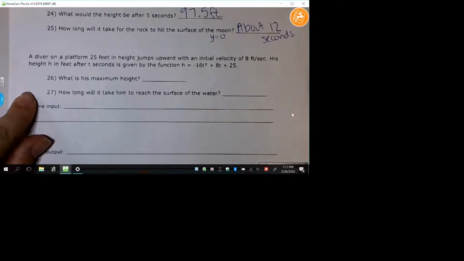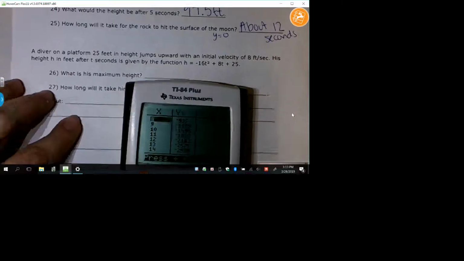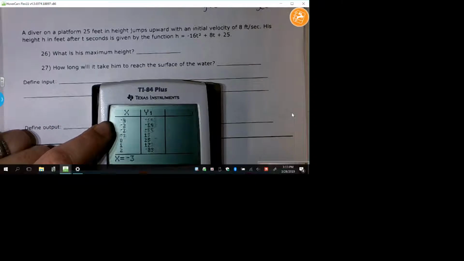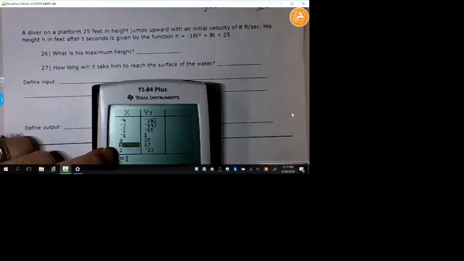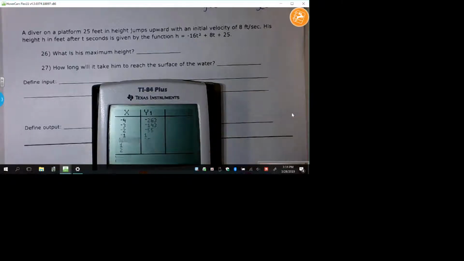A diver on a platform 25 feet in height jumps upward with an initial velocity of 8 feet per second. His height, h in feet, after t seconds is given by this function. What is his maximum height? You can come through here and scroll and see if you find your rainbow, but we don't, and that's what makes this hard. If you look here, you're going to think it's 25, but it's better to go to our graph. We taught you how to do this.